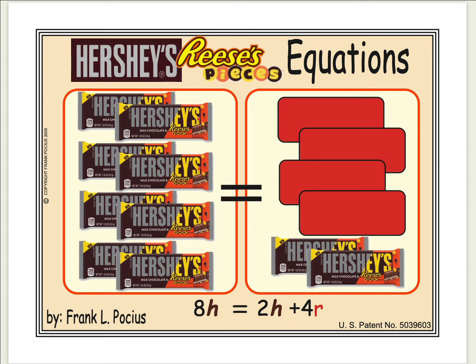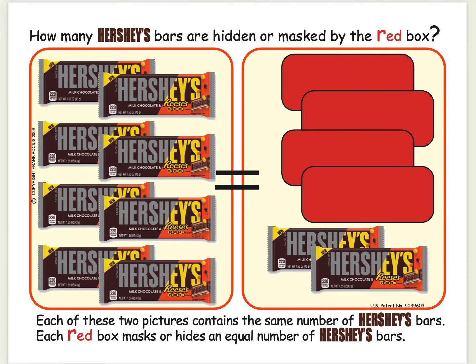Hershey's Reese's Pieces Equations. How many Hershey's bars are hidden or masked by the red box? Each of these two pictures contains the same number of Hershey's bars. Each red box masks or hides an equal number of Hershey's Reese's Pieces bars.